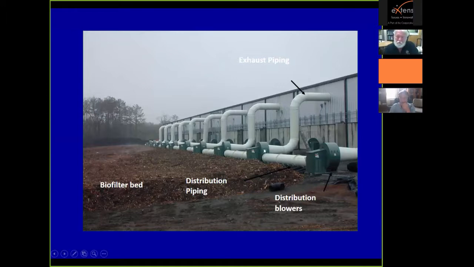And this building exhausts the building air at 6 air exchanges per hour, and even that wasn't enough to keep the fog from building up on the inside. But that's one way of exhausting the building air to a biofilter.